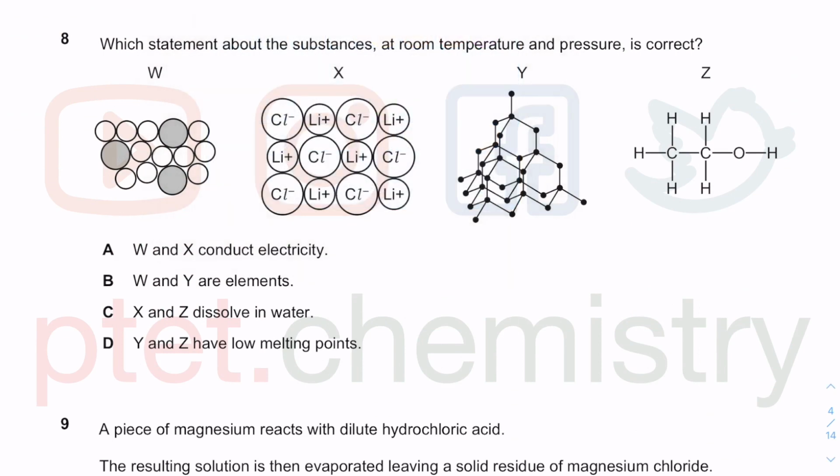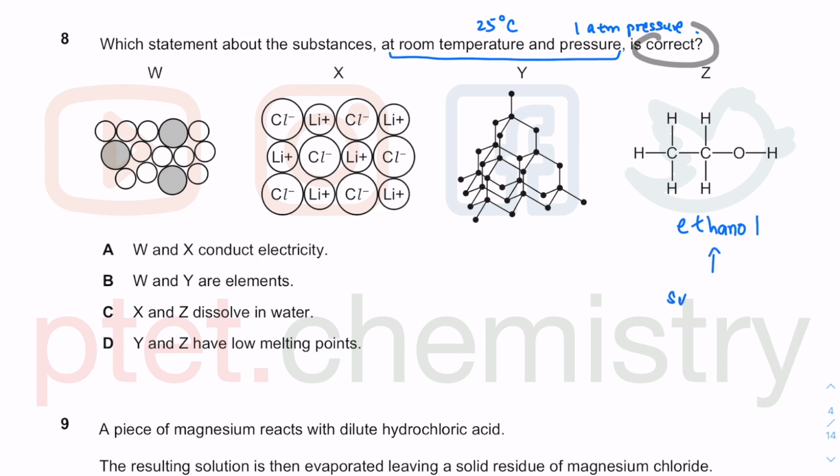Question 8. Which statement about the substances at room temperature and pressure, that's 25 degrees Celsius, 1 atm pressure, these are units of pressure, is correct? So this thing here is called ethanol. If you don't know this, you can see in the syllabus it says draw dot and cross of methanol. This is ethanol, so it's a similar family.